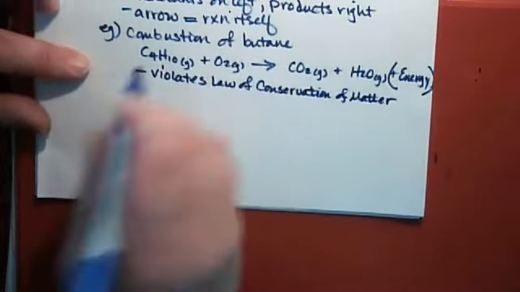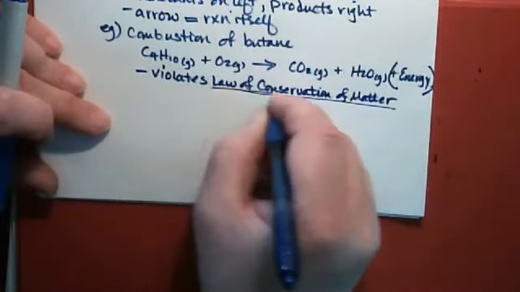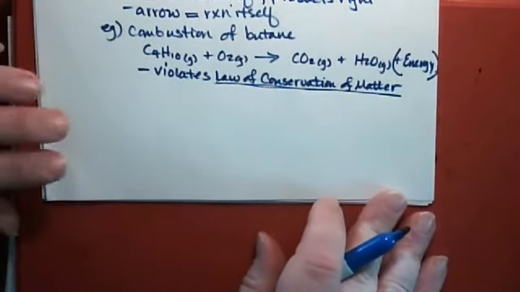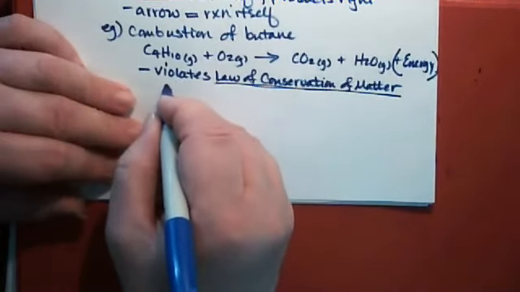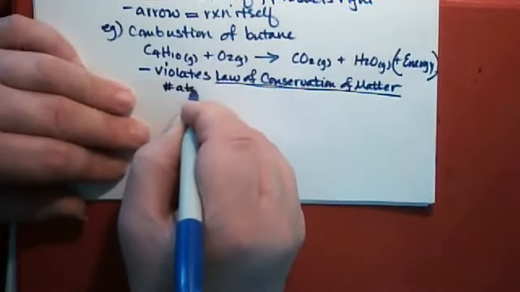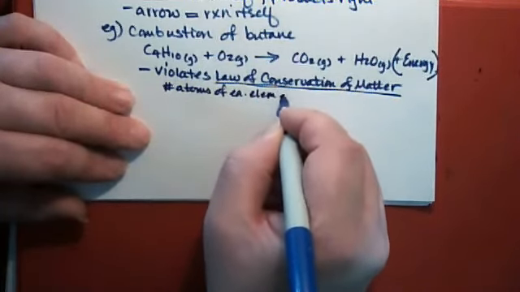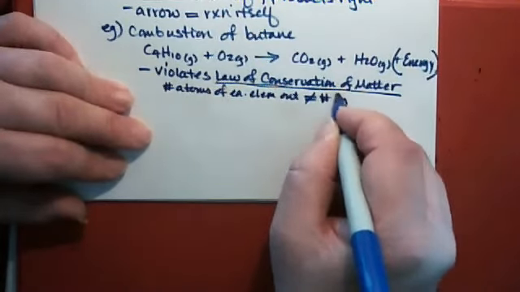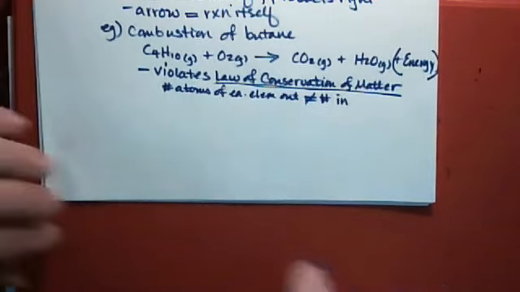Now, in this case, we've got the right reactants and the right products, but the reaction that I just drew violates the law of conservation of matter. That's because if we look at the number of atoms of each element, you'll notice that the number of atoms of each element coming out is not equal to the number of atoms of that element going in.